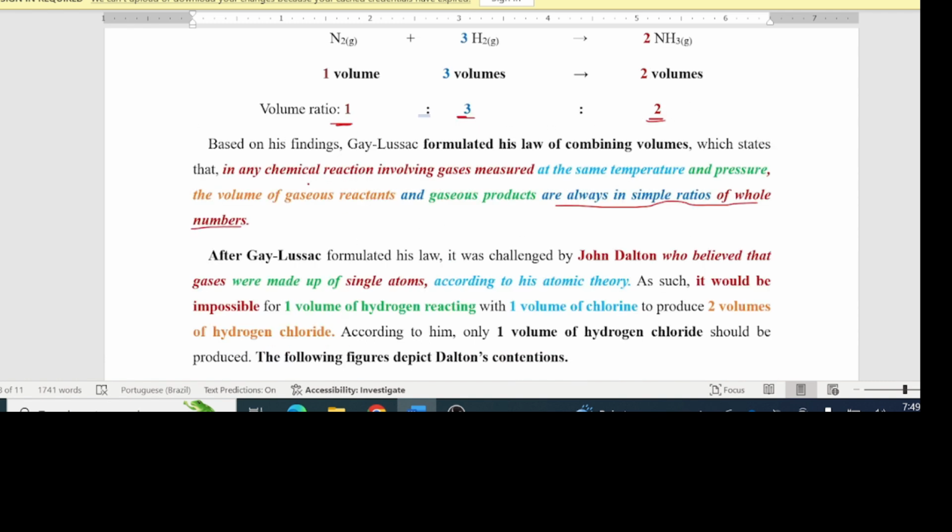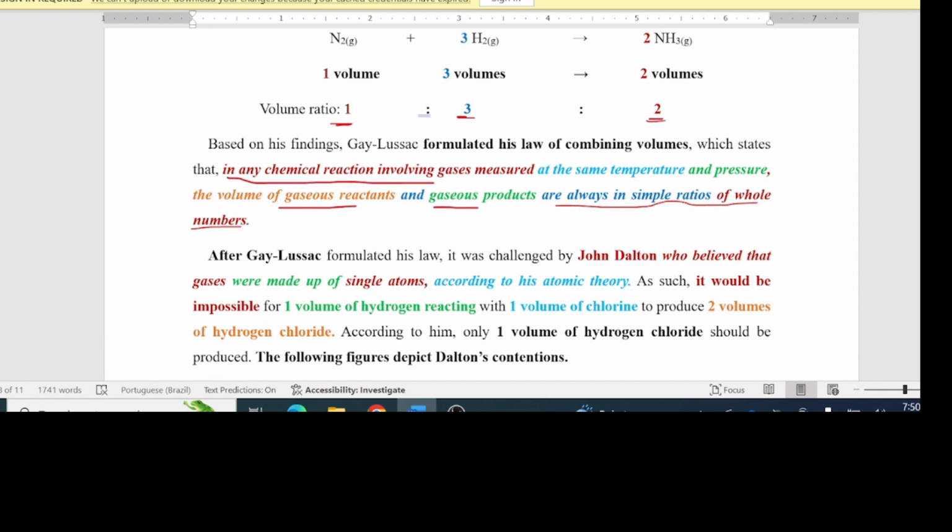Based on these observations, Gay-Lussac formulated his law of combining volumes, which states that, again, in any chemical reaction involving gases measured at the same temperature and pressure, the volumes of the gaseous reactants and the gaseous products are always in simple ratios of whole numbers.